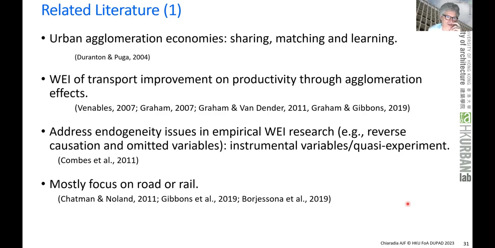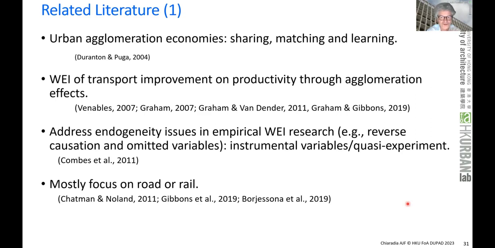So urban agglomeration and the micro foundation: sharing, matching, and learning are the three microeconomic aspects of urban agglomeration. Sharing might be sharing a large, vast infrastructure, for example, or even a large stadium, or even an opera, which you cannot find in a small place. Wider economic impact of transport, we've seen different aspects of it.